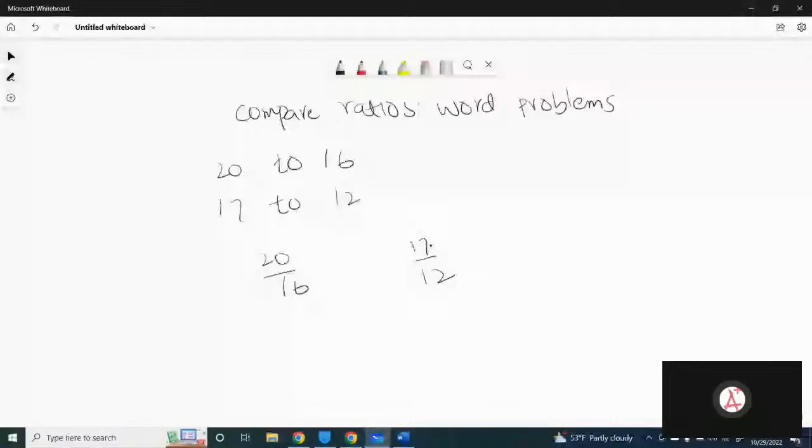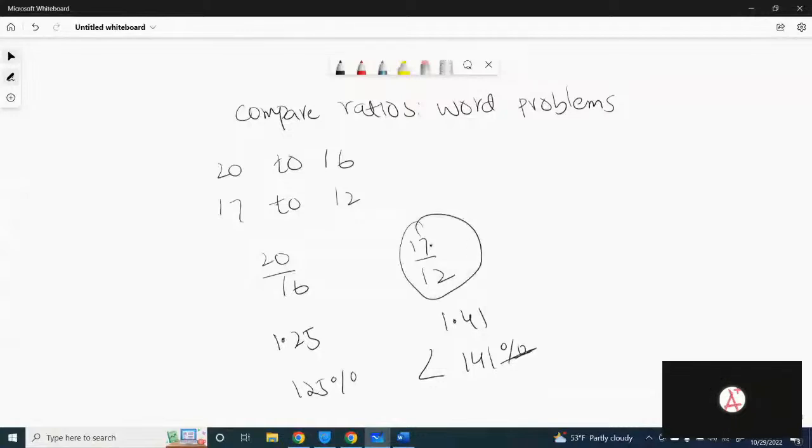So the easiest way to compare the fractions is, we can compare the ratios more easily if we express them as a percentage. Got it? So just write them down as a percentage. Let's do 20 over 16. So 20 over 16 is 1.25 and 17 over 12 is 1.41. Multiply by 100, it would be 125%, and it would be 141%. Now that would be easy. So 125 is less than 141. So that means the greater fraction is 17 over 12. Got it?